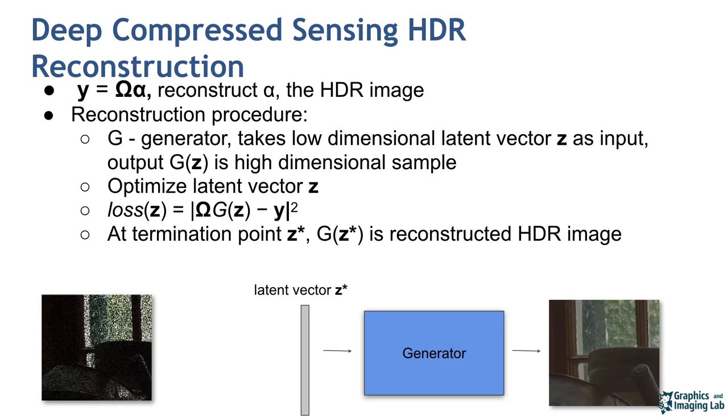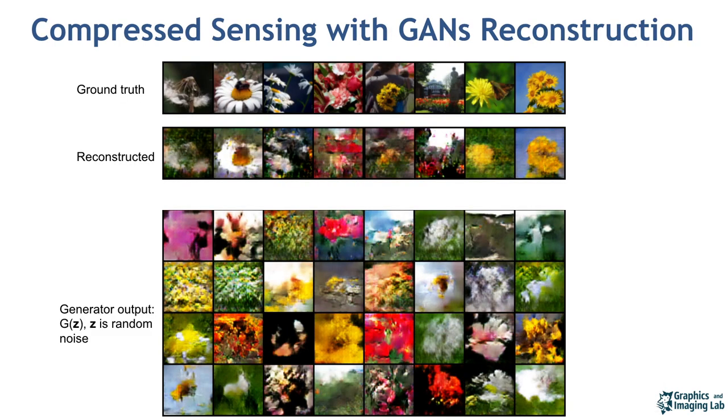We obtain the reconstruction of an image by optimizing the latent vector Z that is input to the generator. The loss for Z is computed by taking the sum squared error between the measured signal and the output from the generator filtered through the measurement matrix. When the optimization procedure terminates at Z star, the reconstruction for the measured signal Y is given by inputting Z star into the generator. Here we see the results of using the GAN reconstruction algorithm on images of flowers.